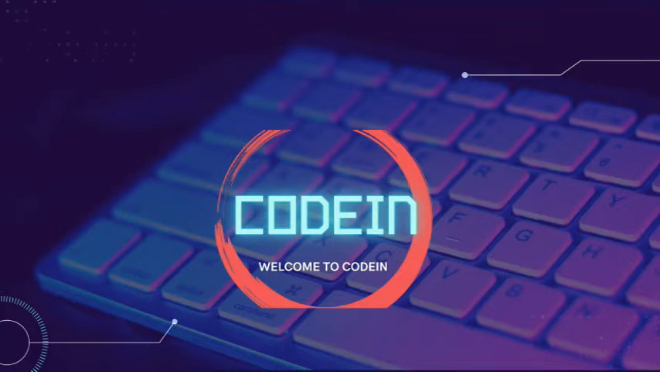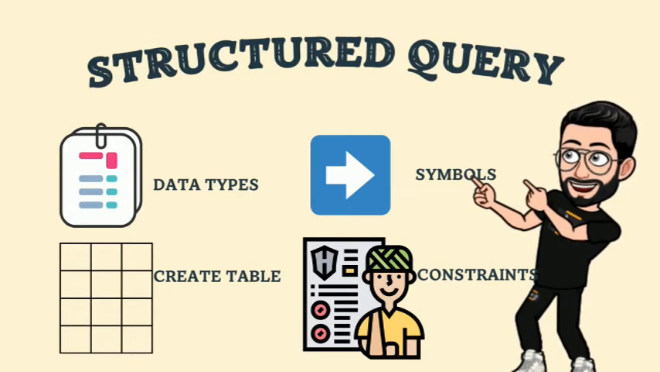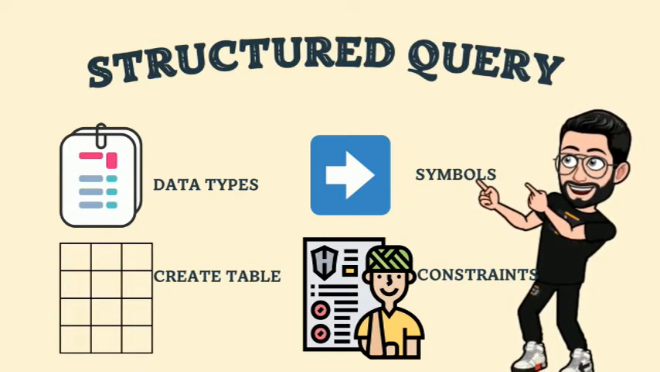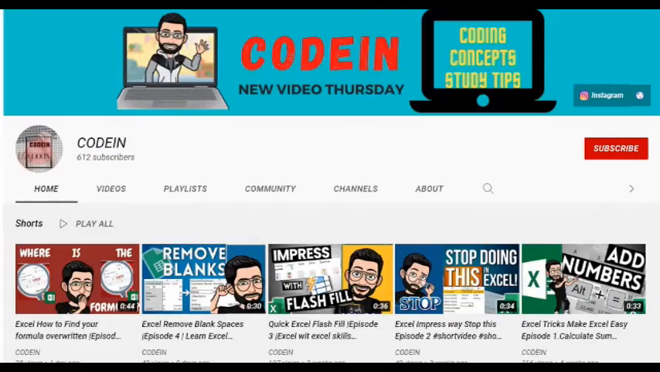So guys, in today's lesson we are going to discuss some of the data types of SQL. What are the different types of statements that we use in SQL? What are the different symbols that we use in SQL? And what is the create table command? And what are the different types of constraints that are available in the create table command? So we are going to discuss each and everything in a detailed form.